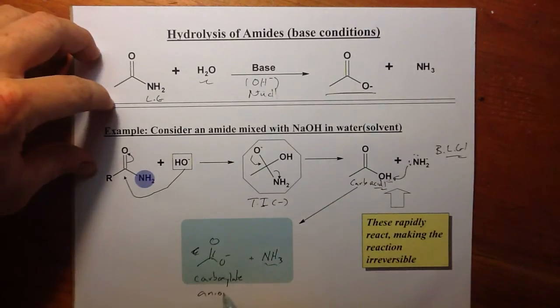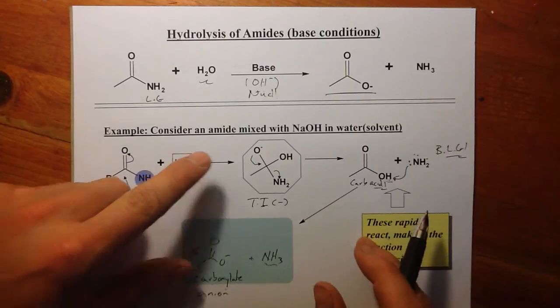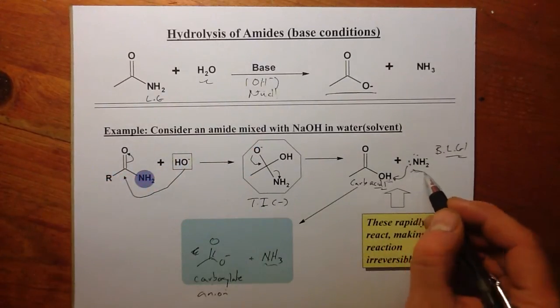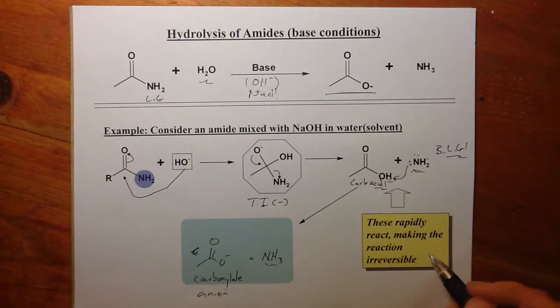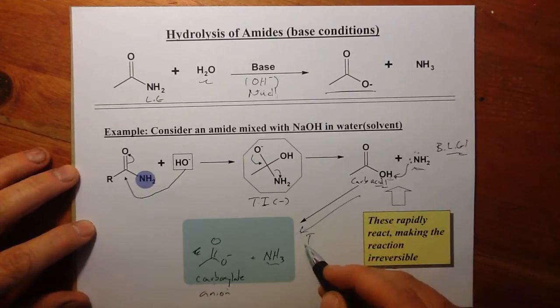anion. And this is a much more stable negative charge in solution than the initial hydroxide, the negative O in the tetrahedral intermediate, and especially the negative nitrogen in this amide. So these react rapidly, making this reaction irreversible. This is the irreversible part.